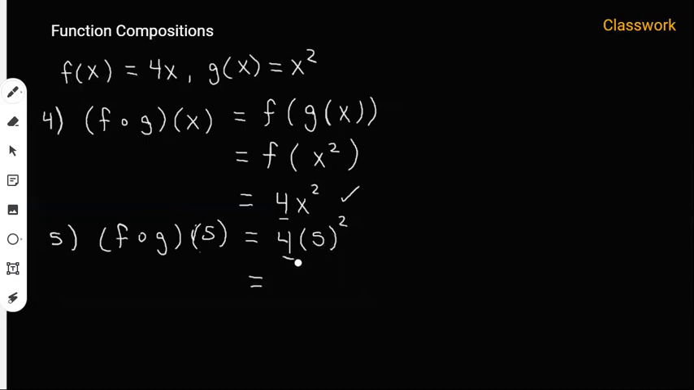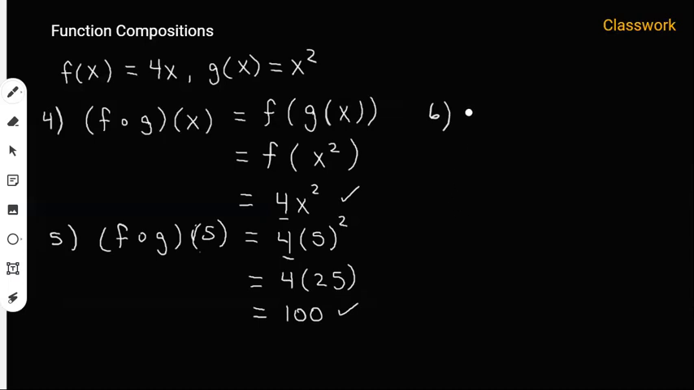Now I'm going to do the exponent first, and then I'm going to multiply by 4. So what is 5 squared? That would be 5 times 5, right? That's going to give us 25. So I'm going to replace this 5 squared with a 25. And now I have 4 times 25. That's going to give me 100. And since there's nothing left to do, that's going to be my answer.